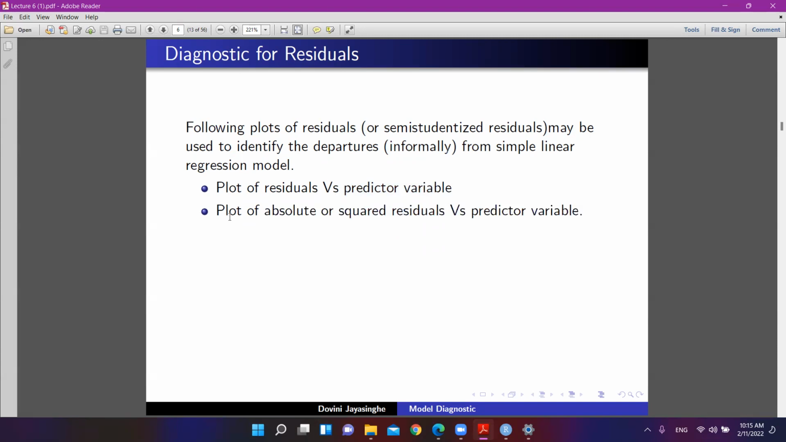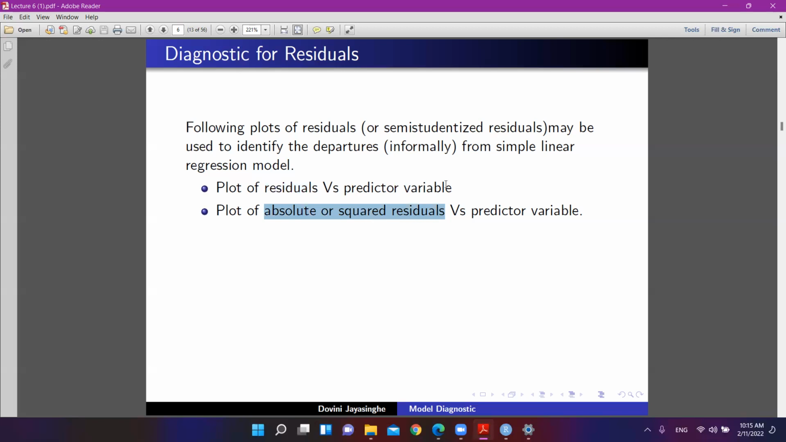Okay. Plot of absolute or squared residuals. So residuals can be either positive or negative, right? Residuals are given by the true observation minus the fitted observation. If the true observation is greater than the fitted observation, you are getting a positive residual value, right? If it is less than, you're getting a negative residual value, right? If the observation is below your fitted regression line, that means the fitted value, you're getting a negative residual. So it has some direction. But if you take the absolute or the squared residuals, you're always getting a positive value for residuals.